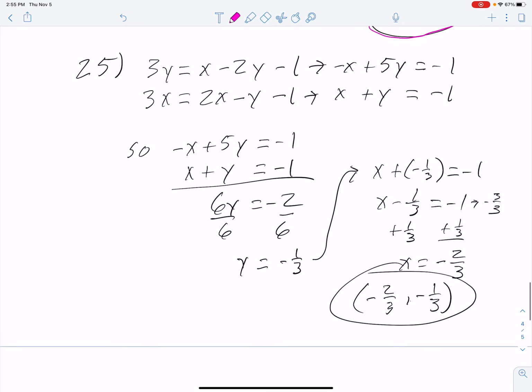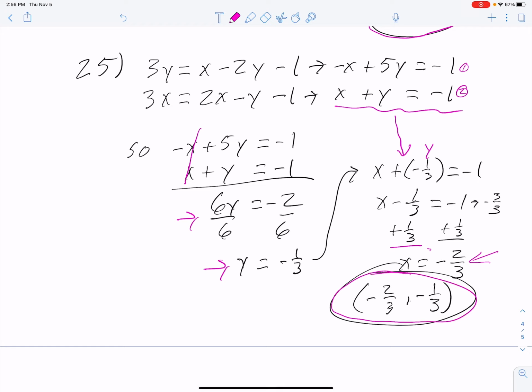And so then finally, these ones seem pretty complicated, so I took the time to get them into ax plus by equals c form. I noticed that the x's already had opposite coefficients, so I went ahead and combined those two lines. I got 6y equals -2, divide by 6, and y is -3. I took this second equation, substituted in what y was, added 1/3 to both sides, got my x value as -2/3, and gave my final answer.